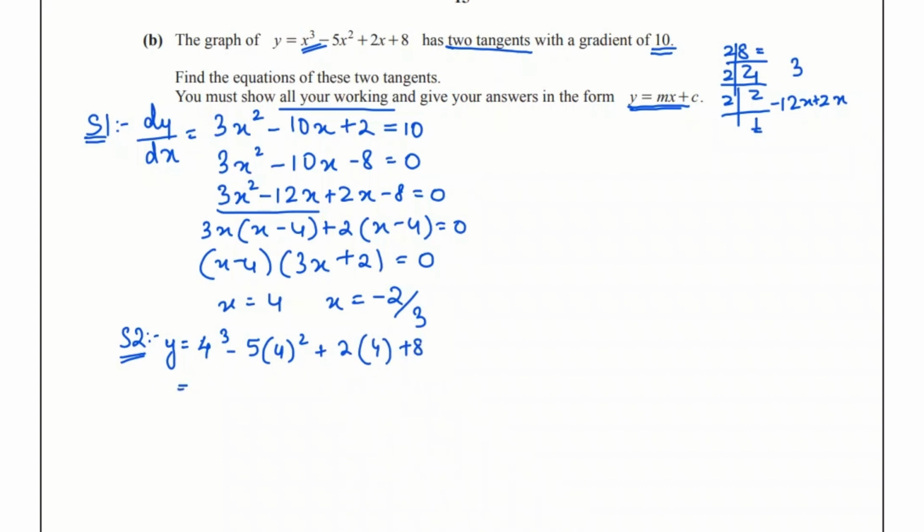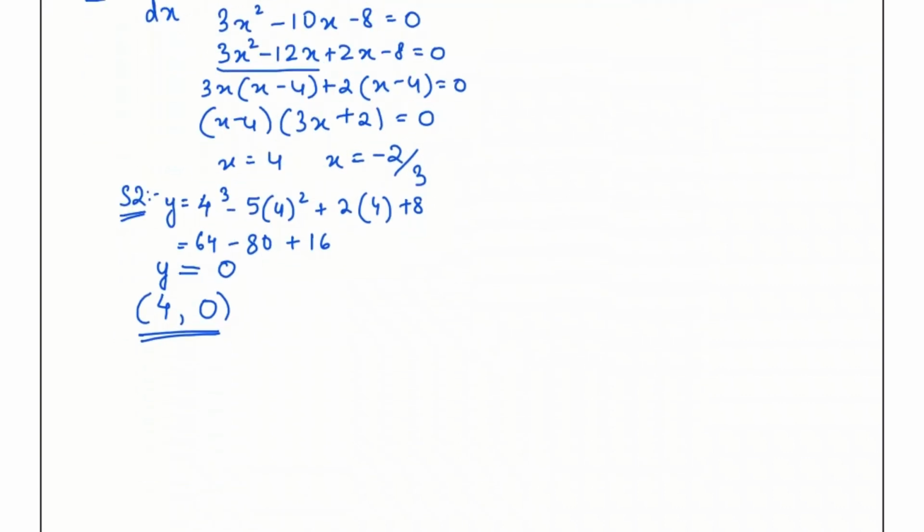4 fours are 16, 16 fours are 64. See, we have to show all the working for 7 marks, so you will have to show everything. 4 fours are 16, 16 fives are 80 plus 8 plus 8 is 16. 64 plus 16 is 80. 80 minus 80 is 0. So y is 0. So when x is 4, y is 0. Step 3.